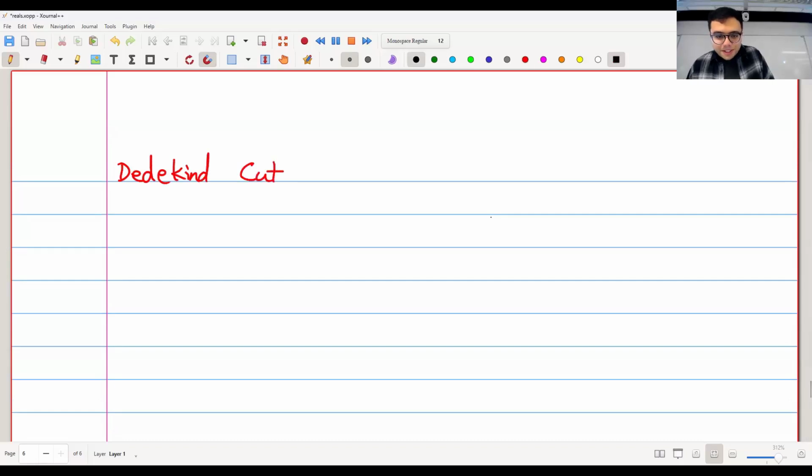Another German mathematician. So let's say that I have my set Q. And again, just think of this as something on the number line. So I have Q here, and let's say this is 0. On the right side, I have all the positive rational numbers. On the left side, I have all the negative ones.